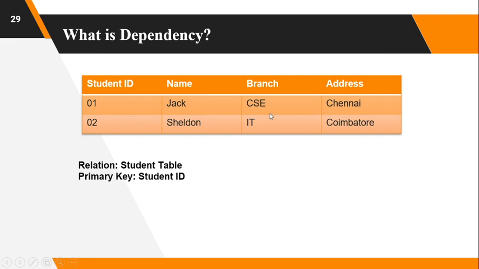For example, if I want to get the branch name of a particular student, with student ID I can easily get the branch name. Likewise, if you want to get the name of a particular student, with student ID I can easily get the name. Each record is uniquely identified by the primary key, so all the remaining columns depend upon this primary key. Hence, it is called functional dependency. This is called dependency.